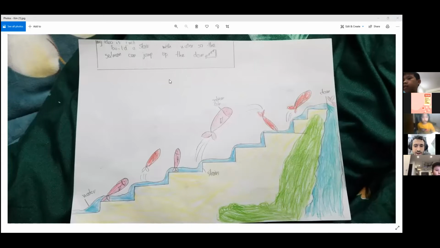We should make a staircase, a salmon staircase. And then what we can do is we can put Connor's mouth right at the end of the staircase, and I can eat the salmon. How does that sound? No? Oh. I'm just joking.